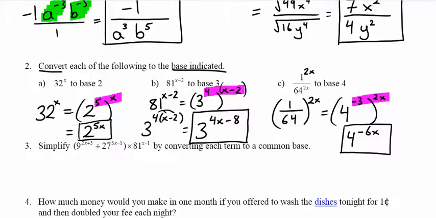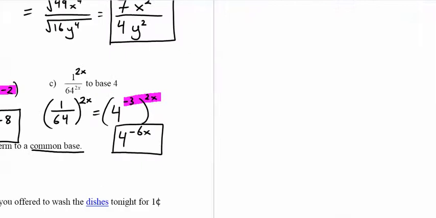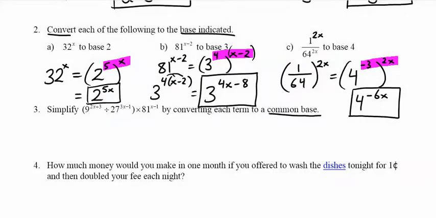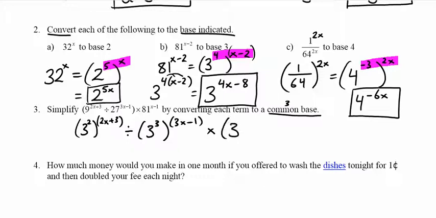So any idea what we might use as a common base for an expression like question 3? 9, 27, 81, they all fit really nicely on the row of powers of 3. So let's use 3 as our common base. So instead of 9, I'm going to write 3 squared. Instead of 27, that's 3 times 3 times 3. And instead of 81, I'll put 3 to the power 4.